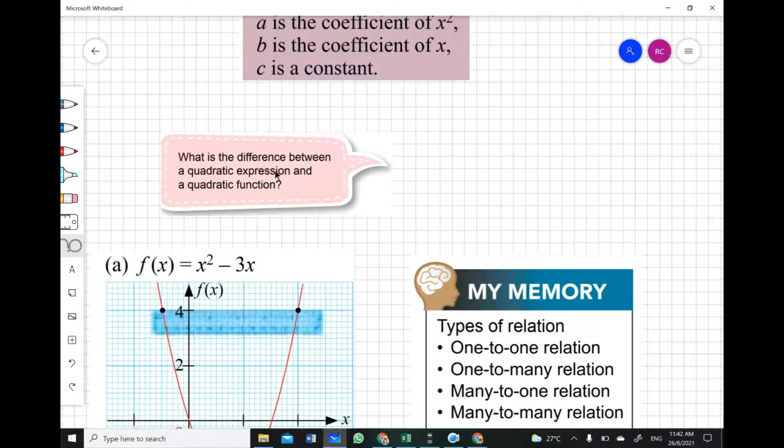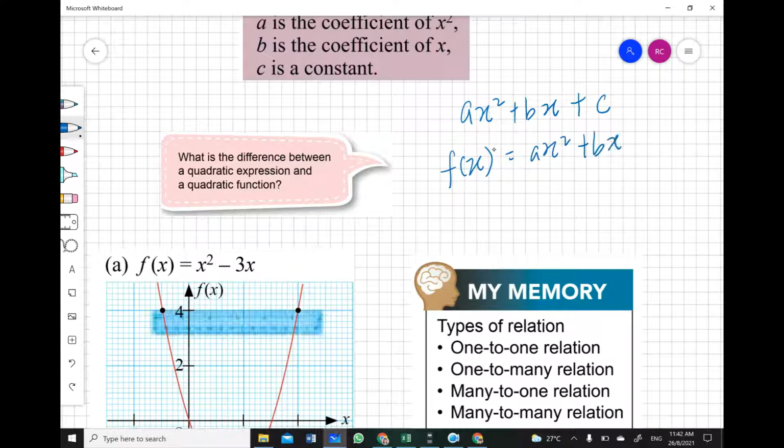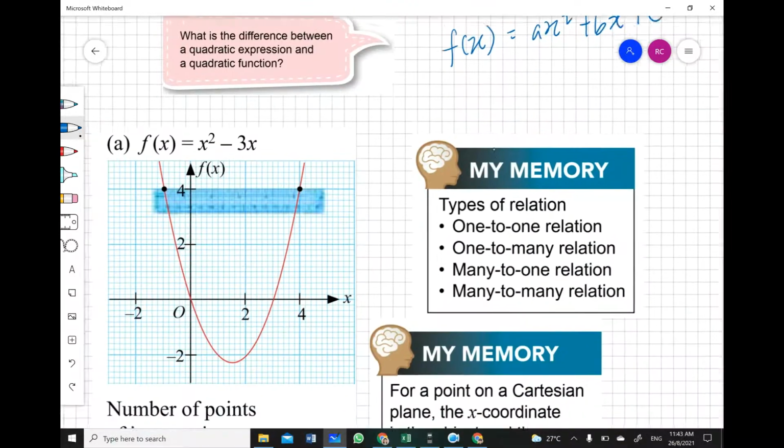What is the difference between quadratic expression and quadratic function? Do you still remember this? The difference between quadratic expression and quadratic function. Still remember or not? Yes, very good. This is expression. That is ax squared plus bx plus c. What about quadratic function? Equal to f(x) and x. Very good. f(x) equal to ax squared plus bx plus c. So that is the difference because you know this already. That's why it's easier for you to answer me.